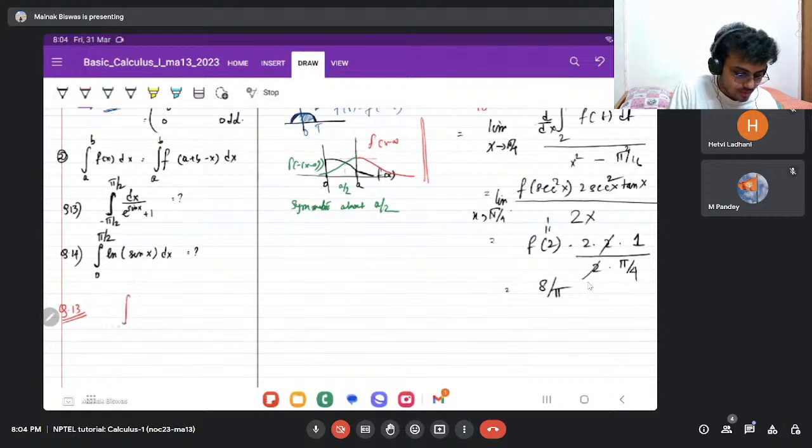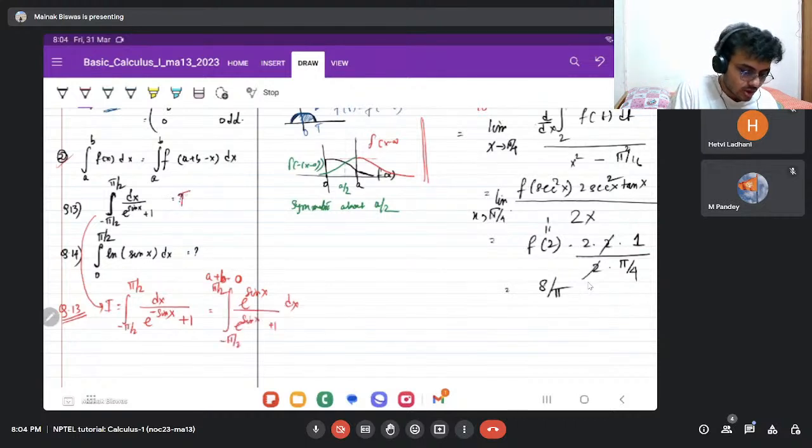What property should I use? a plus b minus x. Correct. Property. So this will become minus sine x, right? Yes, sir. a plus b is equal to 0 here. And that is equal to, now this is your I. This is also your I.